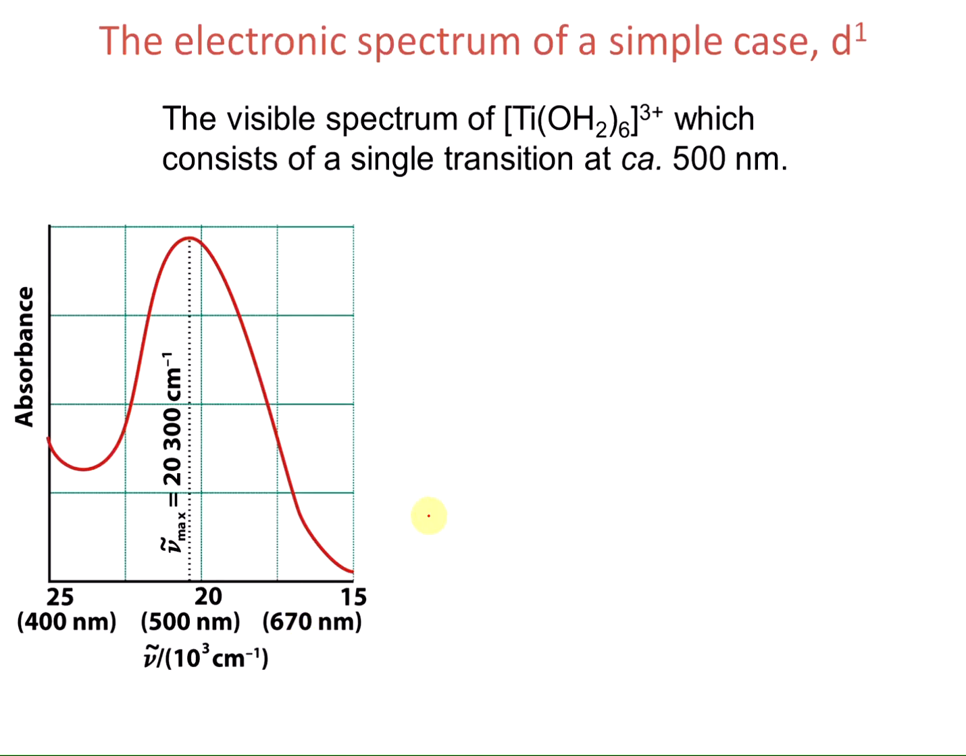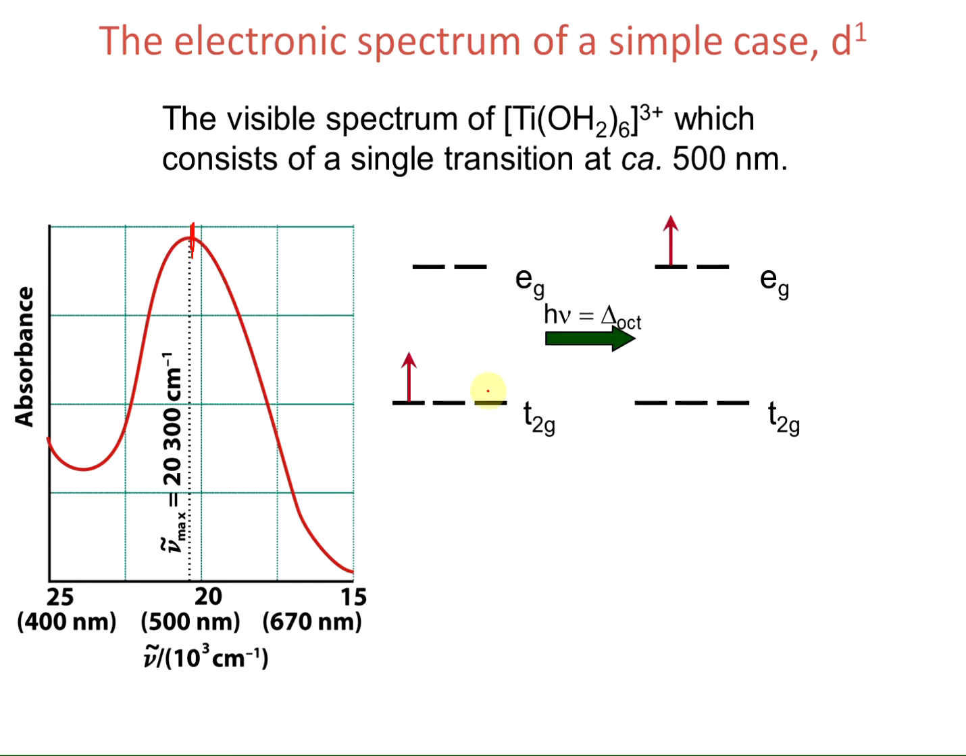So again, we're looking at the visible spectrum of the titanium complex, this hexaaqua species, and it consists of a single transition at about 500 nanometers. So this is where that maximum is. But what's happening in this complex? Remember we said that the d orbitals are split into 3 orbitals down low and 2 up high? Well, there's one valence electron.